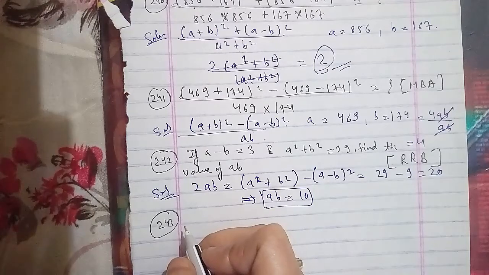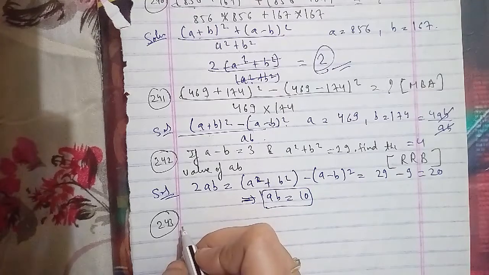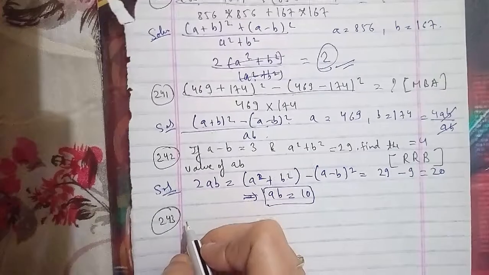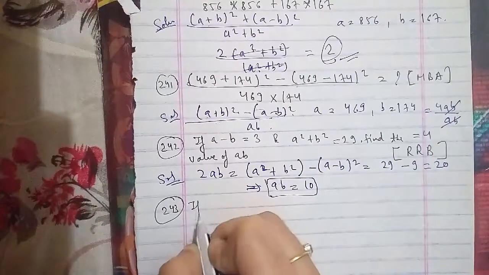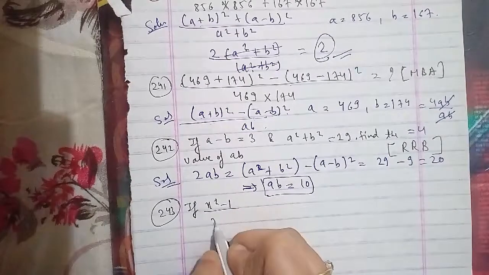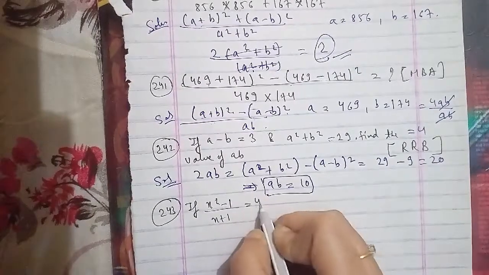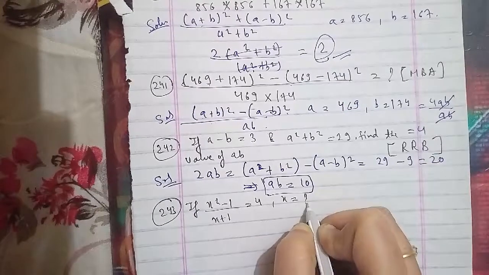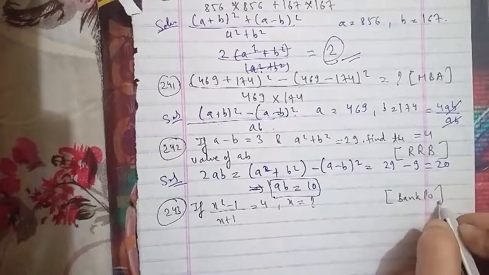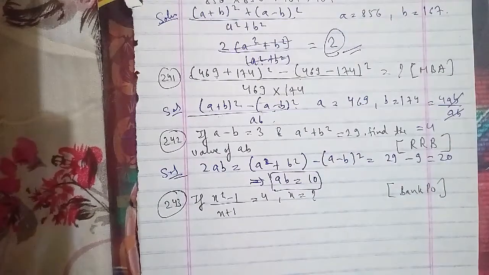We'll go ahead. If x square minus 1 upon x plus 1 equals 4, x equals question mark. This has been asked in a bank PO question paper, which is also an important one. So we will go ahead for the solution. Yes, x square minus 1, so this is not plus, this is minus 1, upon x plus 1. This is the question, and we will get 4.